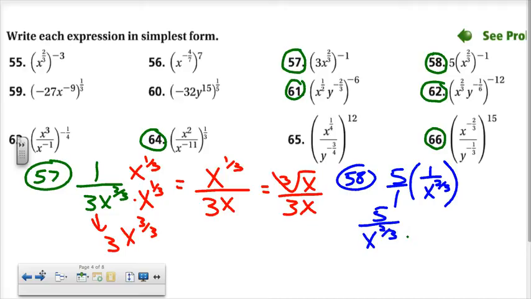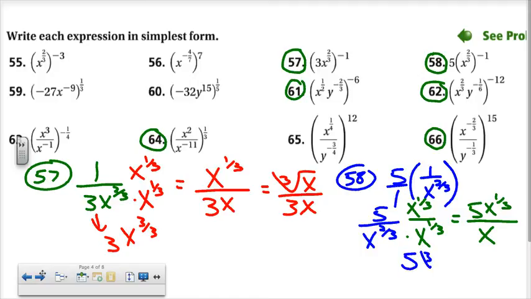And just like in the last one, I can't leave that radical down there. So I'm going to have to finish that up with an x to the 1/3. And then on the bottom, I will have x to the 3/3, which is x to the 1st for number 58. And interesting, they wrote that one as a radical also. So they wrote that as 5 cubed roots of x over x. But the problem came with fraction exponents, so that is really the best way to leave your answer.